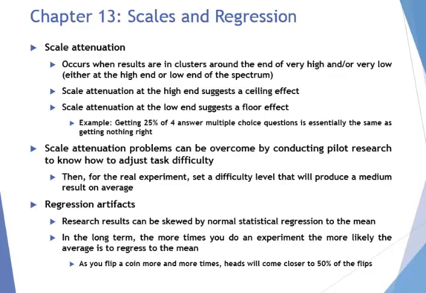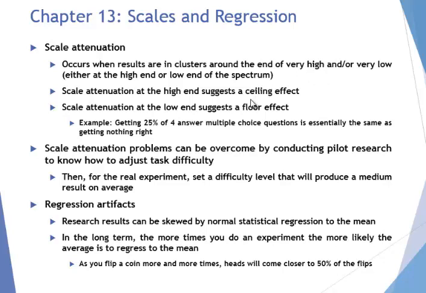The second to last chapter, and the last chapter with really any heavy-duty statistics, is the chapter on scales and mostly regression. Scales, and we discussed this before, is basically how things are measured. Scale attenuation, which is when the scales don't seem to work out too well, when you have results that are too high, too low, or basically too scattered to really work, occurs when results are in clusters around the very high end of the spectrum and/or around the very low end of the spectrum. Could be either one, or it could be both.